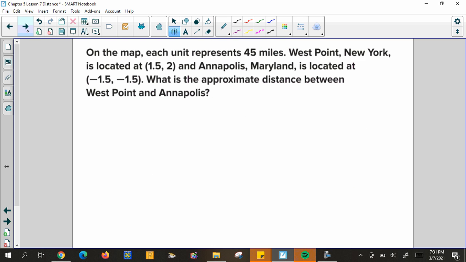And this example is where I'm going to use both of them. On the map, each unit represents 45 miles. West Point, New York, is located at 1.5, 2. And Annapolis, Maryland, is located at -1.5, -1.5. What is the approximate distance between West Point and Annapolis?